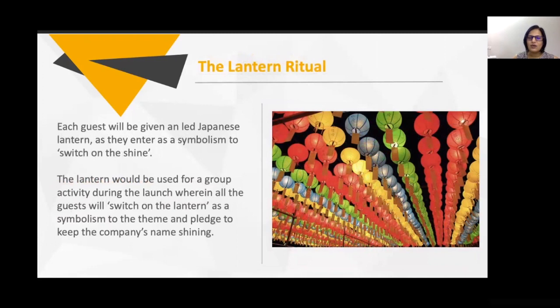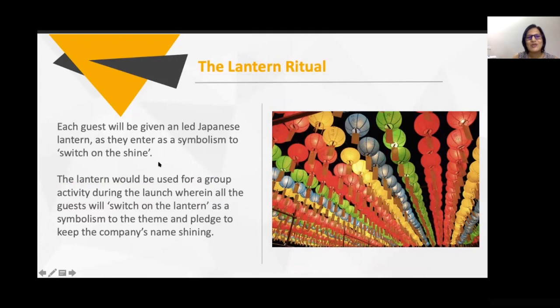Now, for these kinds of events, clients really like it when all the employees come together and do something very memorable, as a team, as one. So if you remember, we suggested that the guests should be given a lantern when they enter. Now, why did we suggest that? We suggested that for the lantern ritual. I'm sure you are all aware of lantern or lamp lighting ceremonies, which symbolize togetherness or pride. So we had this lantern ritual.